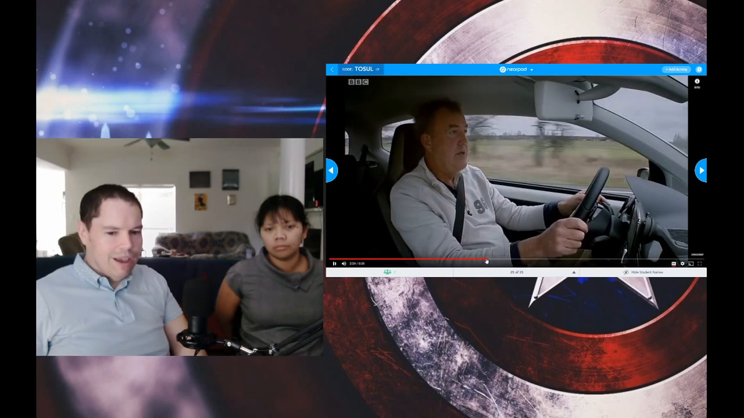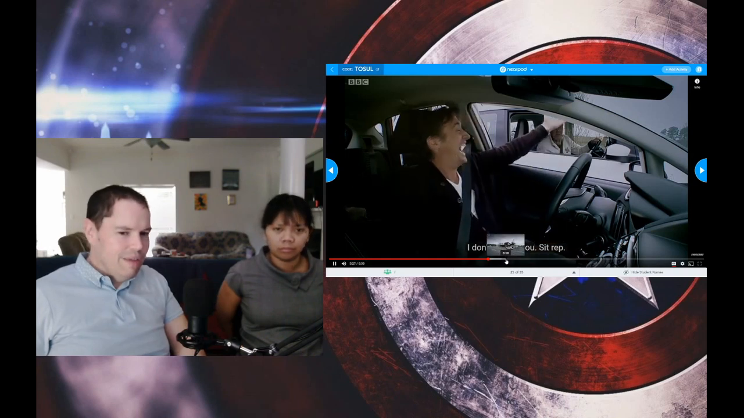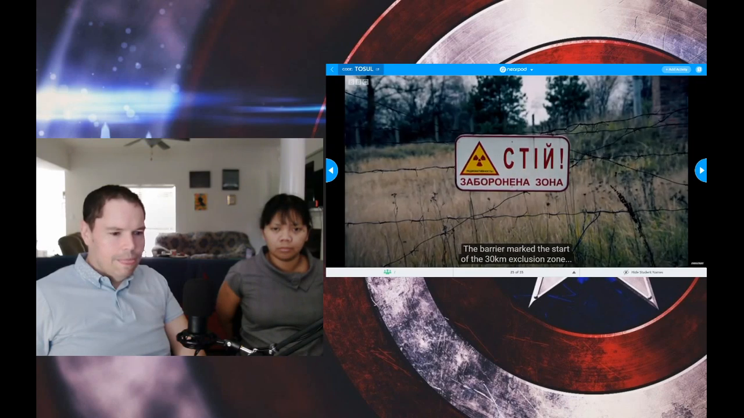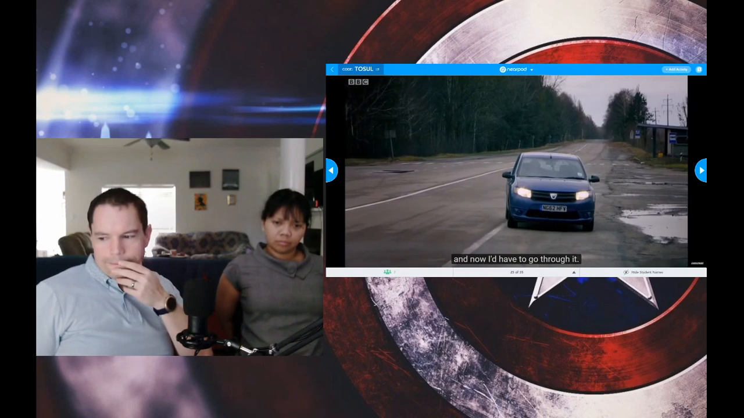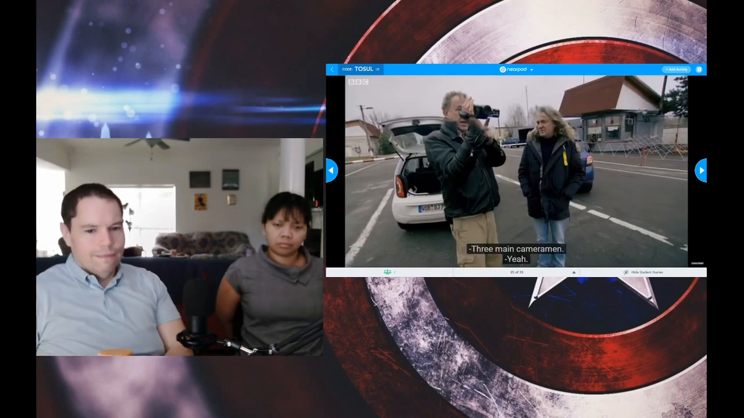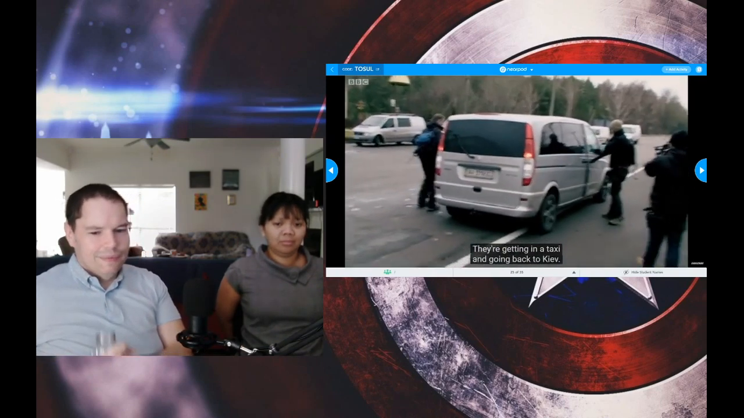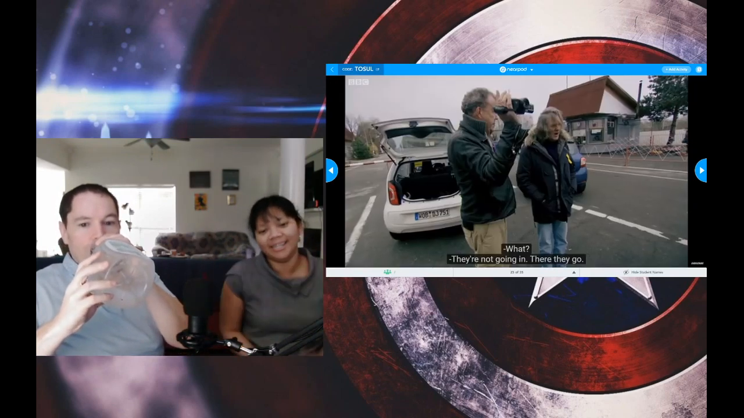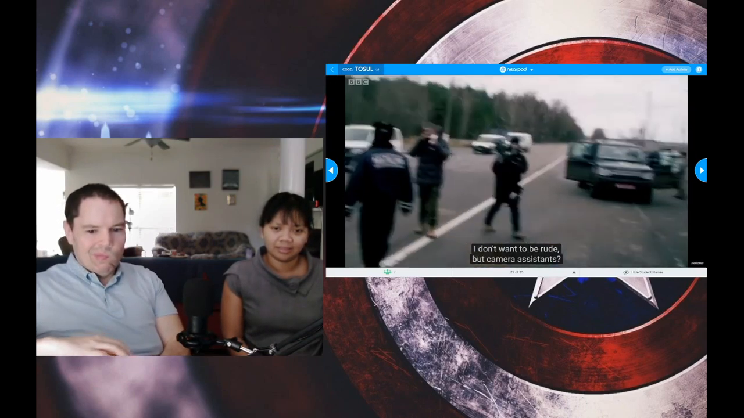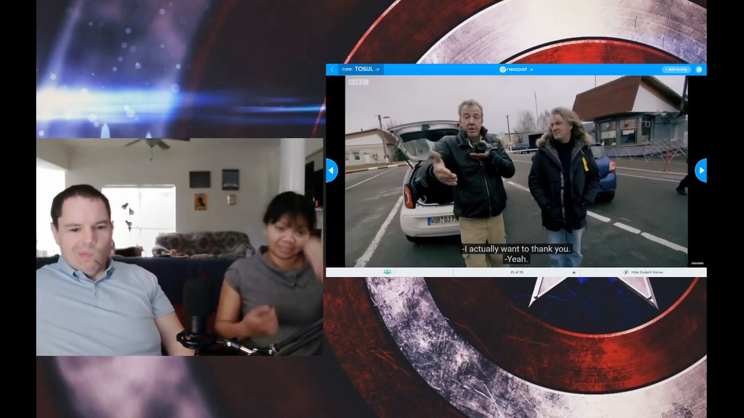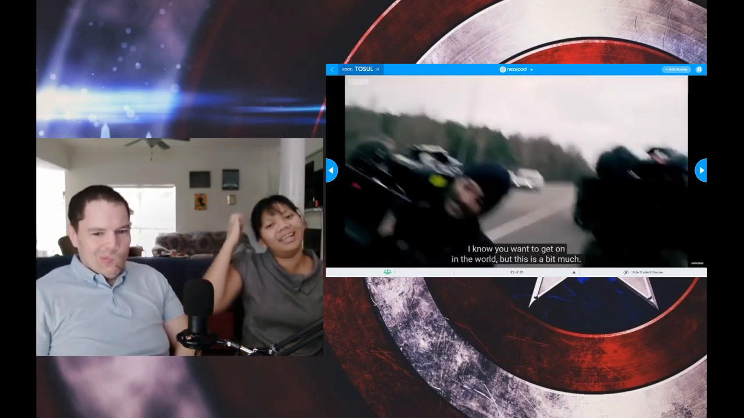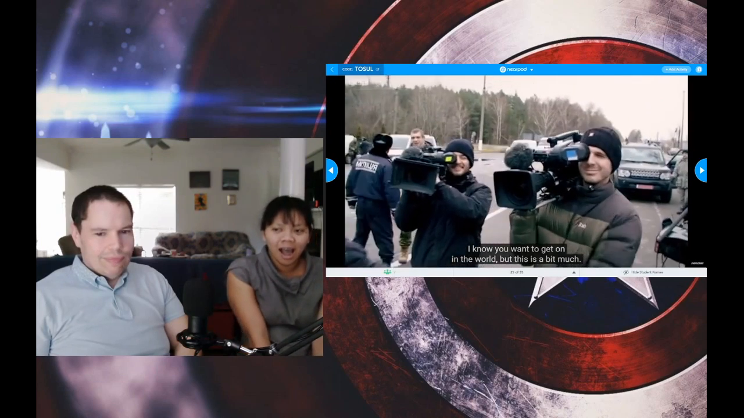Now, This is where they're trying to get believe variable this- gas mileage. One of them I finally don't gets. He hadn't even believe made it to Chernobyl. Okay, the here- barrier marked the start of the 30-kilometre exclusion zone. And Here's now where they make I'd it. have to go through it. So would James. But who would film what happened afterwards? Three Yeah, main the camera crew cameramen. doesn't Yeah. want to go in there. They're getting in a taxi and going back to Kiev. Bye. What? They're not going in. There they go. So we're filming the most dangerous thing we've ever done with two, I don't want to be rude, but camera assistants. I actually would thank you. Yeah. Thank you very much. You're very brave. You're now promoted official cameramen. I know you want to get on in the world, but this is a bit much.